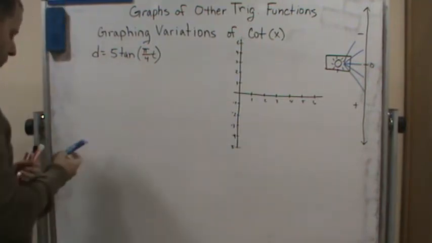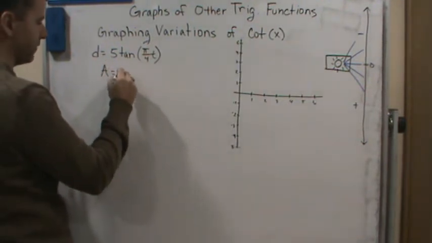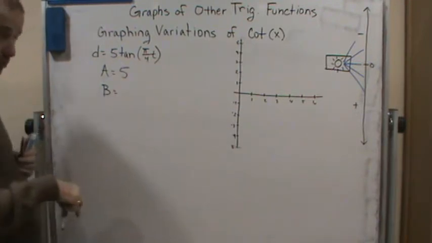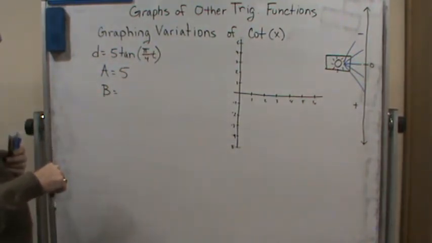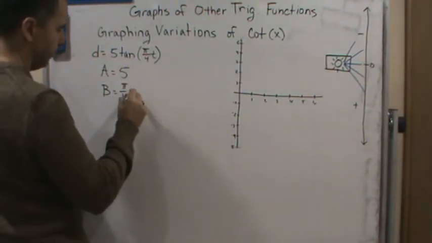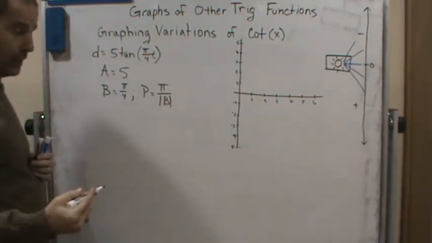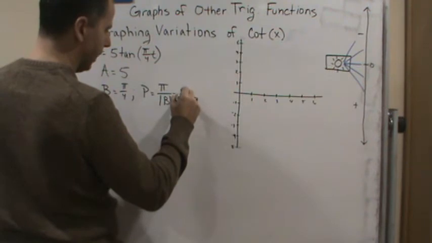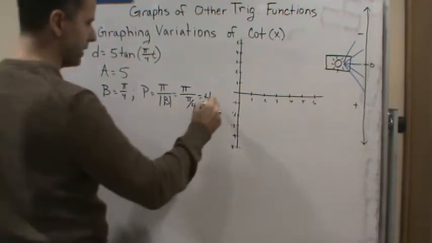So the first thing is we want to make sure that we understand what we have here. A, our stretching factor, is 5, and B, which is a horizontal stretch or compression, is equal to pi over 4. That tells us our period. Our period is pi divided by the absolute value of B for a tangent function, and so pi divided by pi over 4 gives us 4. So the period is 4 seconds.